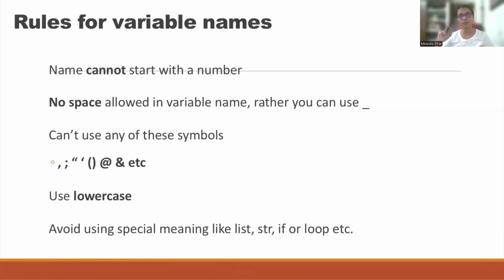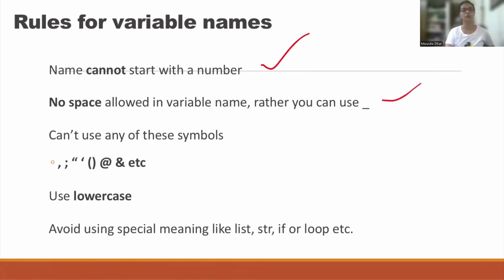Next, there are some rules in each and every language to name the variable. In Python also, this is the same. While naming a variable, you have to follow some rules. The very basic rule is that the name cannot start with a number. Always the variable name should start with a letter, A, B, C, D, whatever. So you can write roll number, but you can't write 1 roll number. This is a very basic rule for each and every programming language.